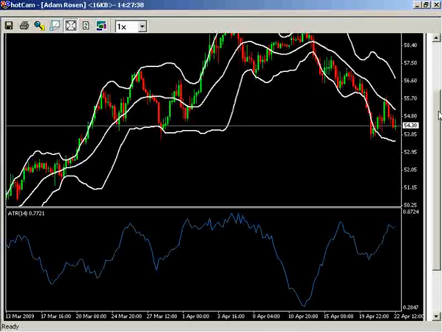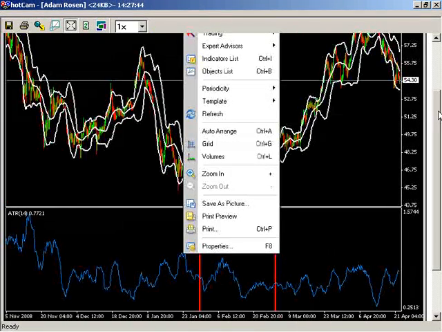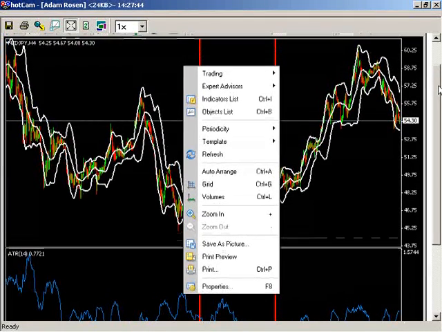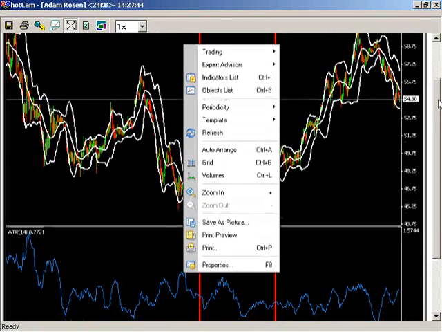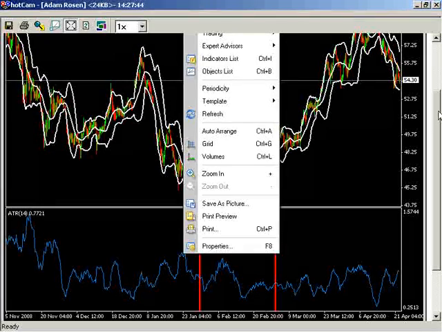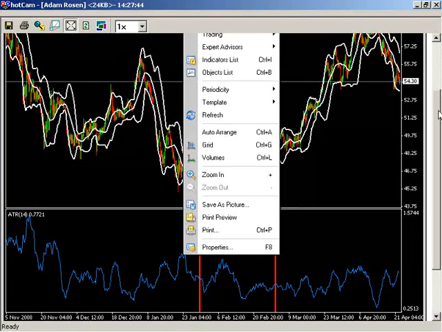Zooming out now to a 4-hour chart. Let's see if I can make this a little bit easier. Oops, that's not what I want. Chart auto scroll, okay.